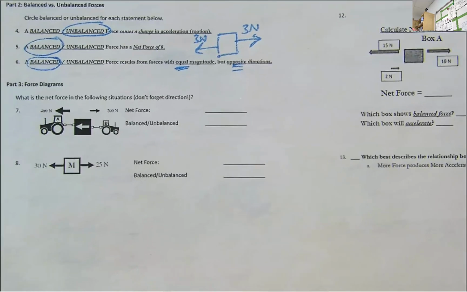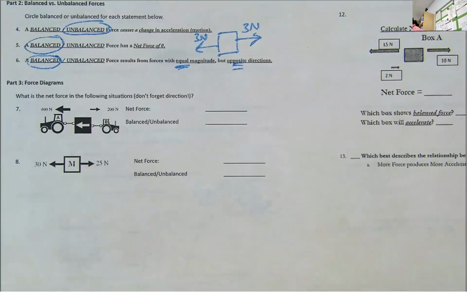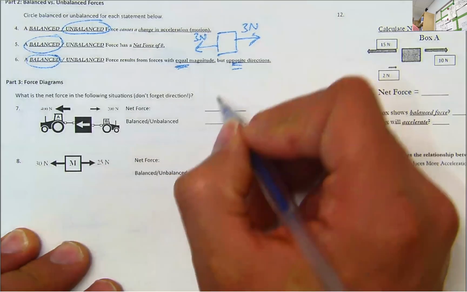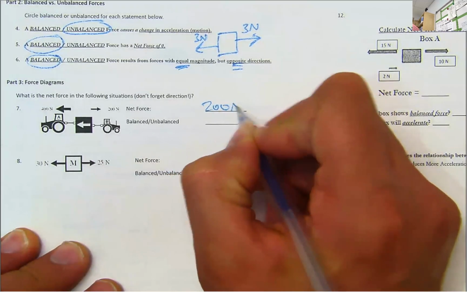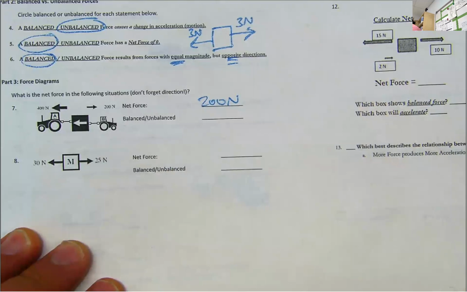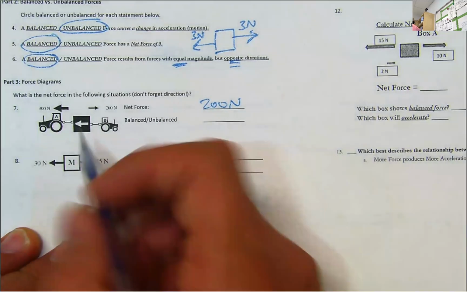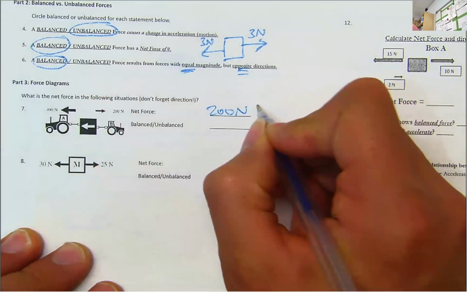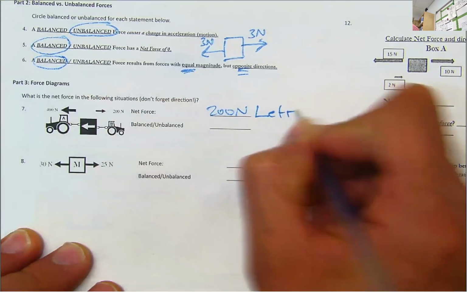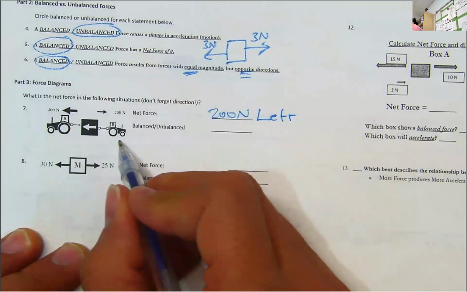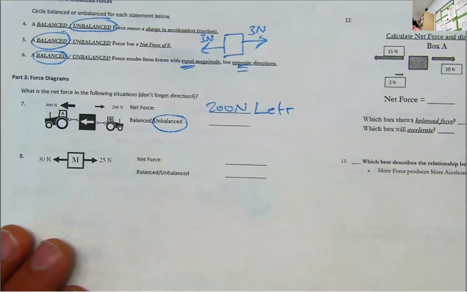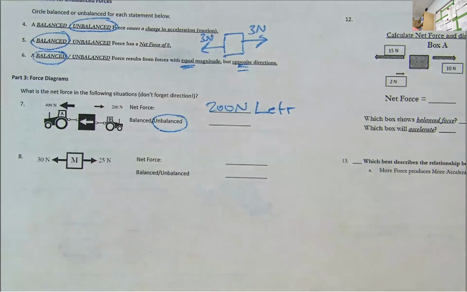What is the net force? So here we're going to calculate the net force. If they are opposite, you subtract. So 400 minus 200 gives you 200. And what direction is it going? I'm going to go left. So you can just put an L for left, or you can write it out. It's fine. And we know that it's unbalanced. So we can just circle unbalanced. Do we have to write that down too? No, just circle it.